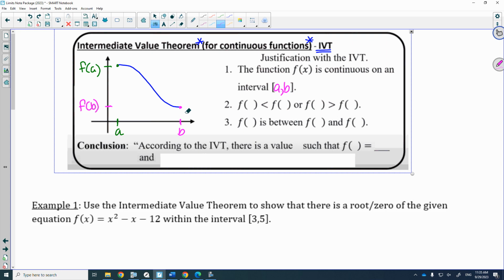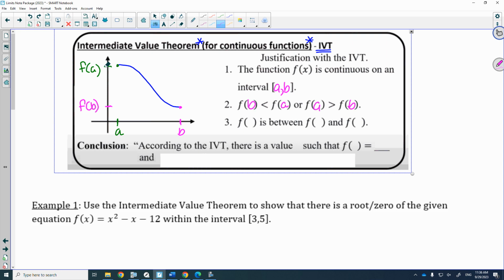Okay? Then the second part of the intermediate value theorem is basically saying that one y value is bigger than the other. So in this case, do you guys agree it would be f of b is less than f of a for this one? So f of b is less than f of a, or we could have the opposite, and f of a could be greater than f of b. All this is saying is within our function, one y value is bigger than the other.